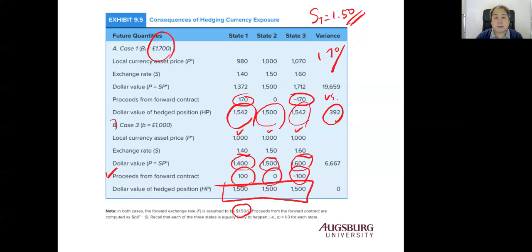Case C again is 0, which means that you eliminate the exposure. Without hedging, you still have high variability. So the value of the firm will fluctuate based on the exchange rate. That's why we need to hedge. So that's how you measure the economic exposure. So next part, we'll see operating exposures.